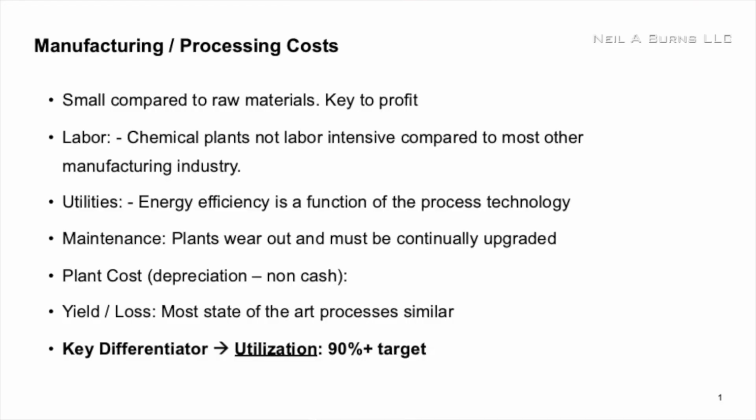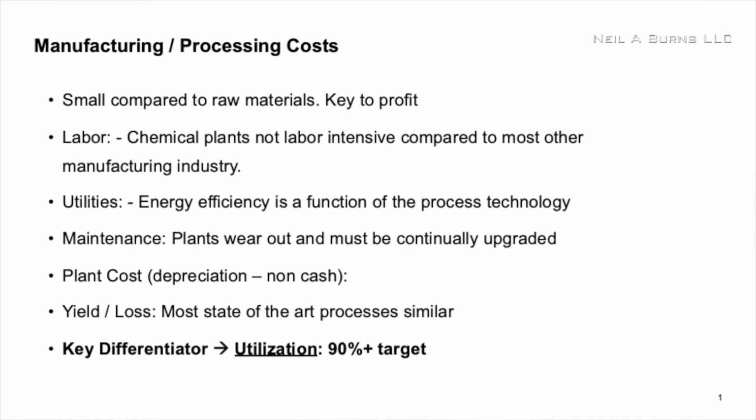They're generally pretty small compared to raw materials, but of course they're key to product cost and profitability. There's labor, utilities, maintenance, and of course depreciation. That one and some of the others are largely fixed, the sorts of costs you need to have to keep the lights on in the plant.